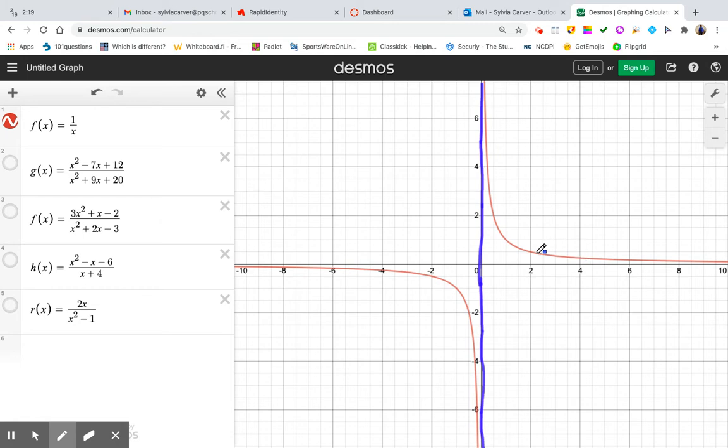So if I follow along, notice this red is getting closer and closer to the y-axis. It's going to look like it's going to touch it, but it's not going to touch it. There's an asymptote there. So think like a wall. It's a wall that is going to get closer and closer to, but it's never going to touch.